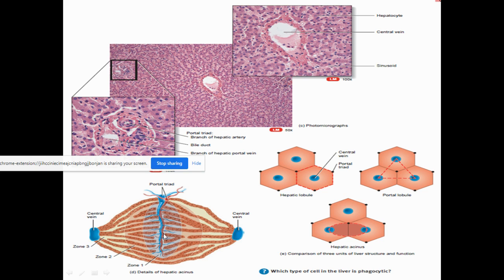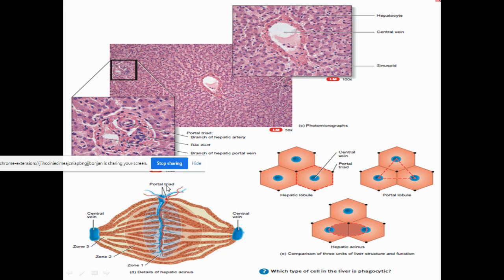Here, keeping the portal triad as the center, you have three regions called the three zones. The one nearer to the portal triad is called zone 1. The one farther away is called zone 3. In between, you have zone 2. You can imagine how important the zones are.